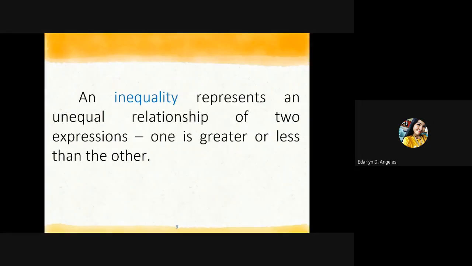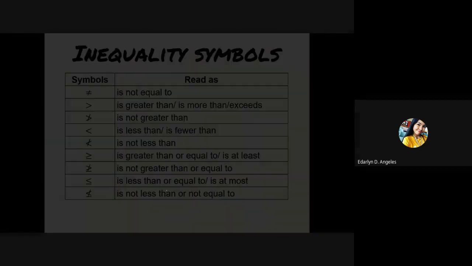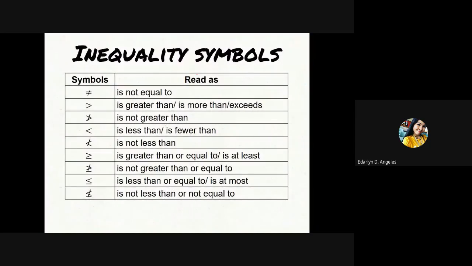An inequality represents an unequal relationship of two expressions, in which one is greater or less than the other. So if we have here x and y, we have to compare the two expressions. It could be x is greater than y, or x could be less than y. Okay? So we have the following inequality symbols. We have the equals sign with the slash, which means is not equal to. So of course, if it's equal, there shouldn't be a slash here. But if there is, it's read as it is not equal to.